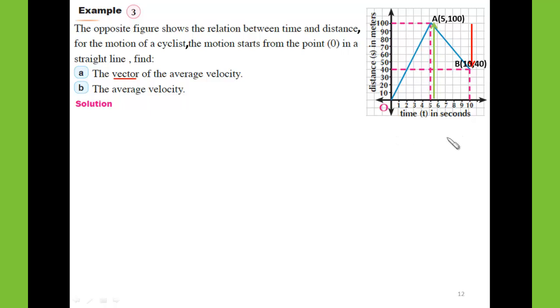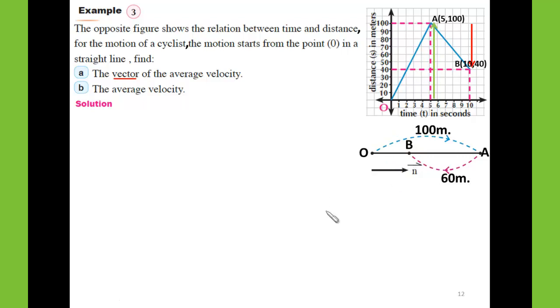And we can represent this motion on a straight line like this. The body started its motion from O. It covered 100 meters to be at the point A, and it returns back 60 meters to be at the point B. So OB represents the displacement, but the covered distance equals 100 plus 60, which equals 160. And the total time from the beginning of the motion to reach the point B equals 10 seconds.